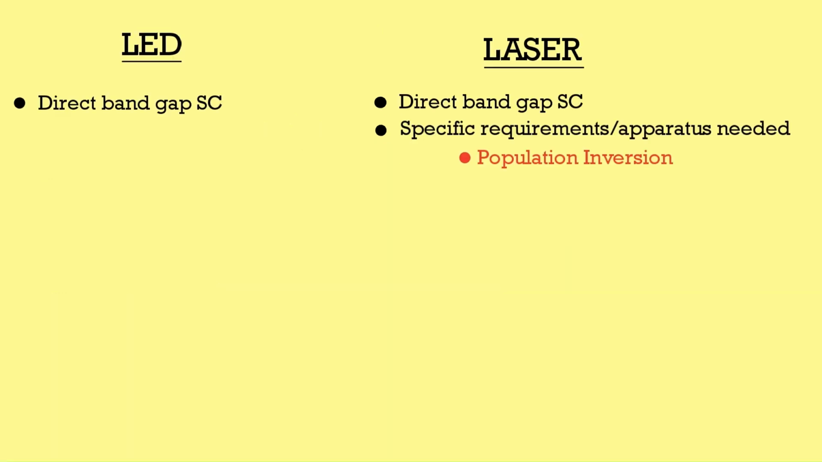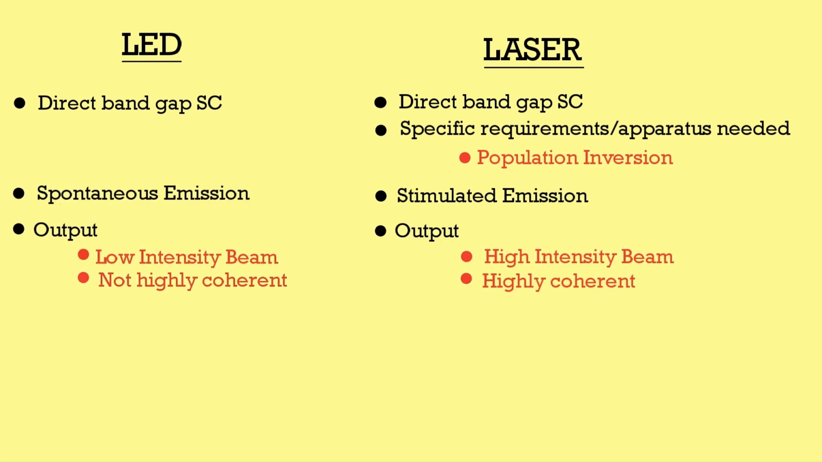Now if we compare light emitting diode with laser, then for both types of devices, obviously direct bandgap semiconductors are required, like gallium arsenide and gallium phosphide. But laser requires specific requirements or apparatus, and all these specific requirements aim to produce population inversion. The conditions or the apparatus required for achieving population inversion for different types of lasers can be different. In light emitting diode, we have spontaneous emission, whereas in laser, we have stimulated emission. The output of laser has high intensity and is highly coherent.